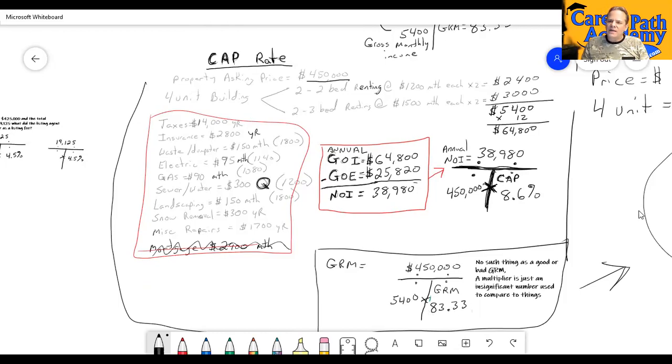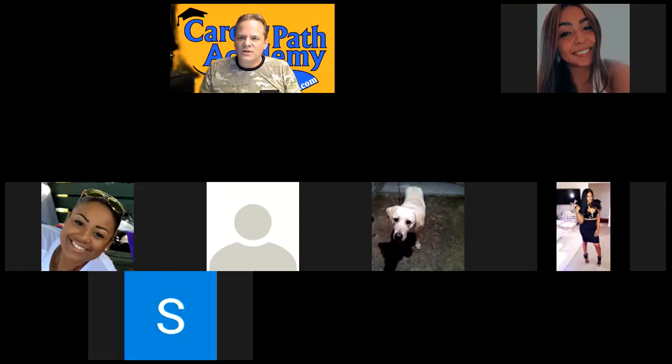Well, let's just say that another property comes on the market for sale and we don't have all the figures on it. Let me stop this share for a second so I can erase some information here so you guys can do some math. All right. Now, we figured out the cap rate for this property in this neighborhood, and we figured out the GRM for that same property in this neighborhood. Oh, damn it.